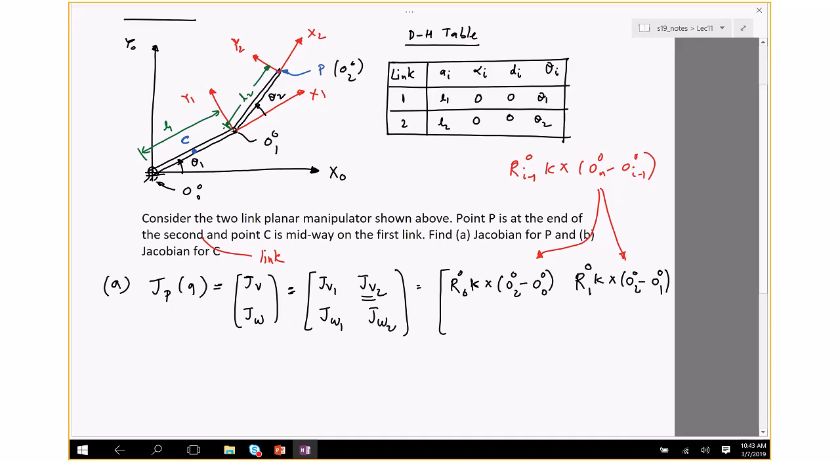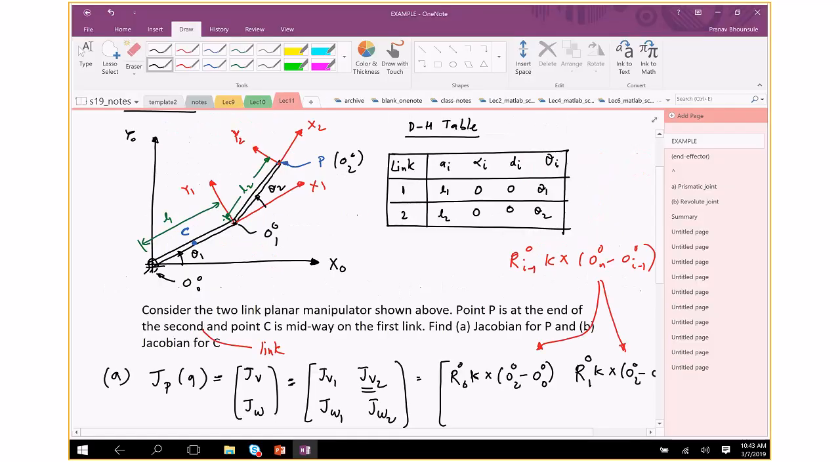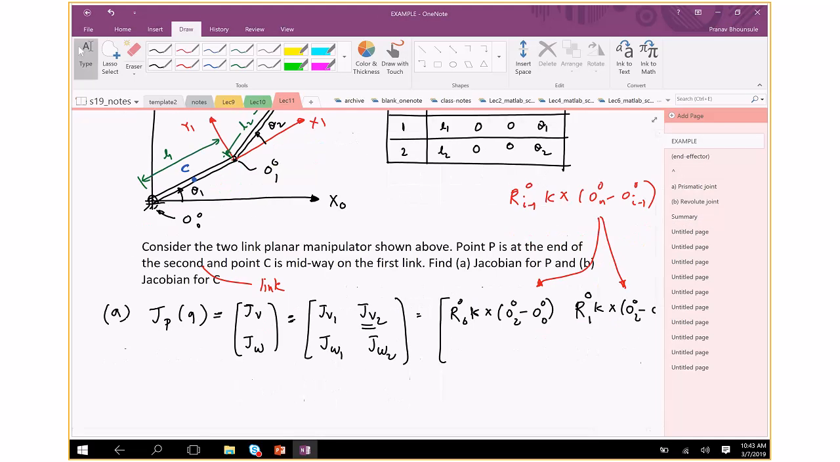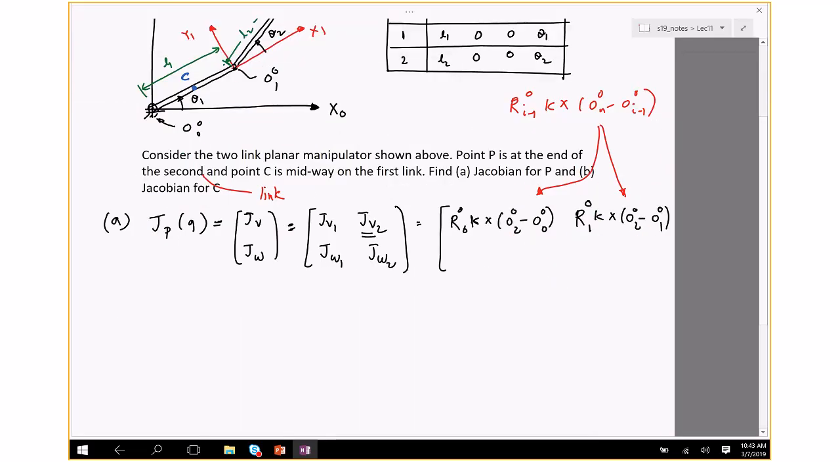Okay, the next one is the Jacobian associated with the angular velocity. And we're talking about a Revolute joint theta. So let's go back to the summary. J omega we need for the Revolute joint, so it's R I minus 1, 0, k. Pretty simple. I'm going to write this down. So I need to use R I minus 1, 0, k over here and here, and so that's simply replacing I with 1 and 0, so R 0, 0, k and R 1, 0, k. That's all.